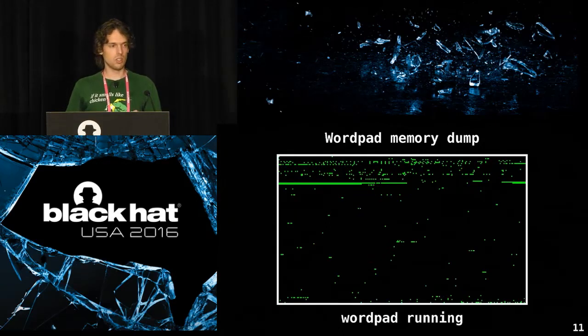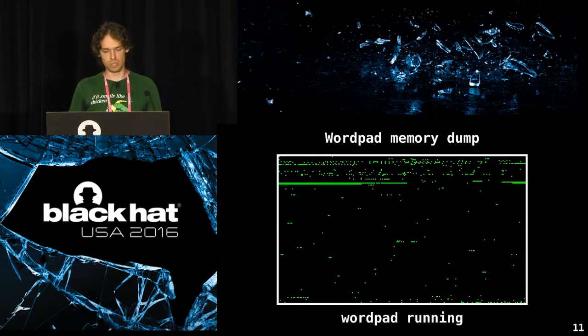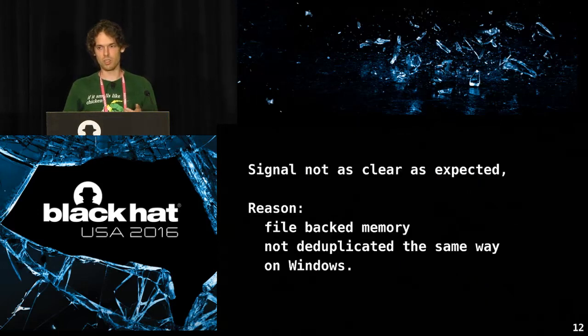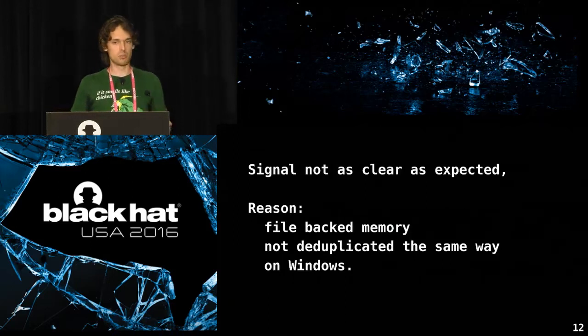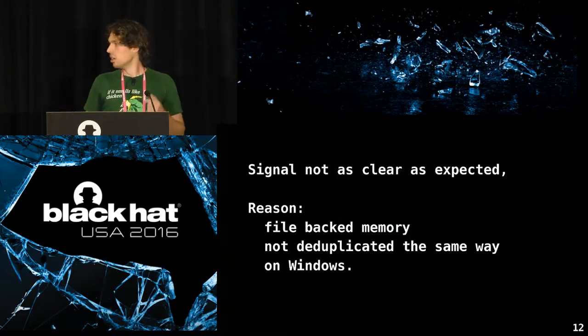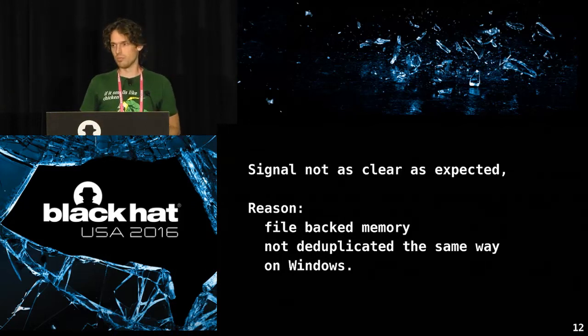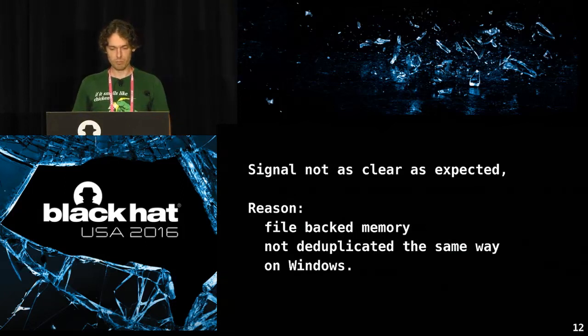But it wasn't as good as we would expect it to be. We expected the code pages to be really clear and visible. So it turns out that file-backed contents are not deduplicated. So it's a bit more difficult for us to identify code. You can probably still do it, just manually go through a memory dump and see which pages are not file-backed but always replicated in the same way. But it's not as clear.